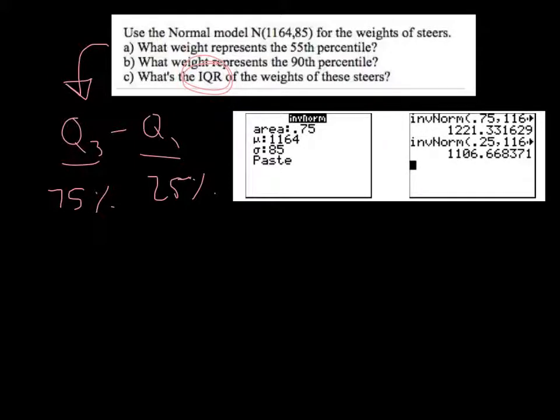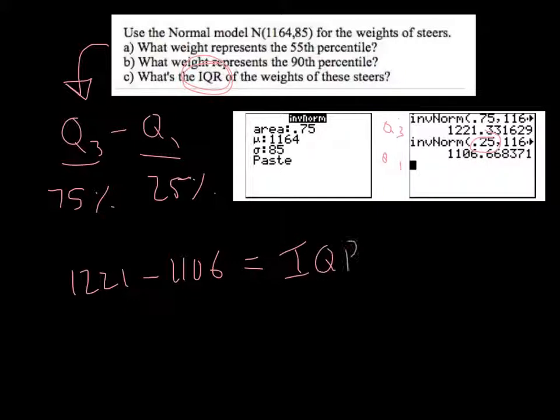Notice area under the curve, 0.75. My parameters again for the defined distribution, 1164, 85. I paste that in, and over here I get about 1,221 pounds. That's my Q3 right here. For my Q1, I just did the same thing for 0.25 with the same parameters, and got 1106. So 1221 minus 1106 is equal to my IQR.